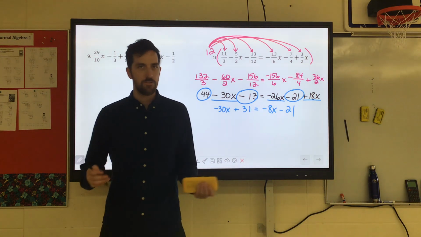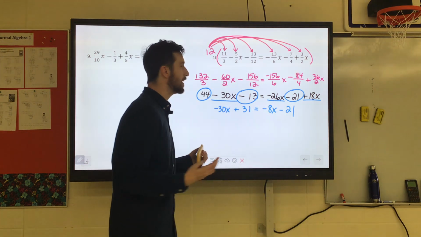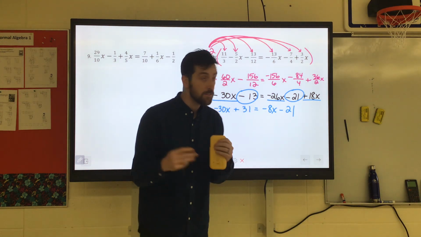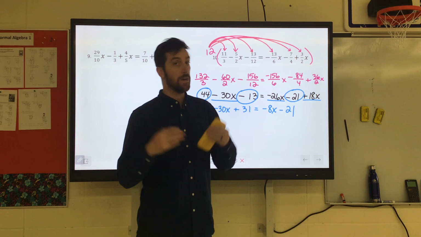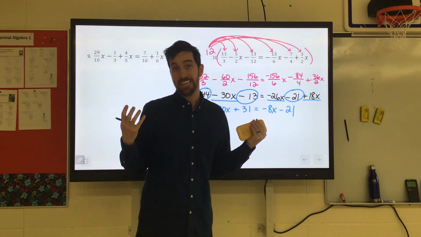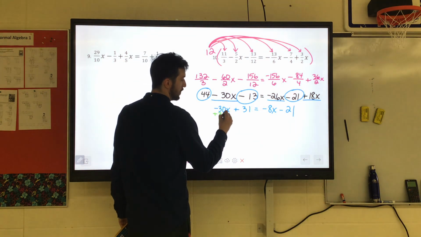After you combine like terms, you should only have, at most, 2 things on either side of the equal sign. So now we got to get the x's together. We can get rid of negative 8x by adding 8x, or we can get rid of negative 30x by adding 30x. It doesn't matter. I would get rid of the smaller one because I don't like negative numbers as much. So I'm going to add 30x's to both sides.